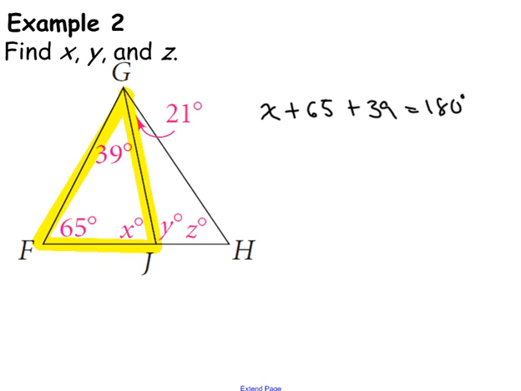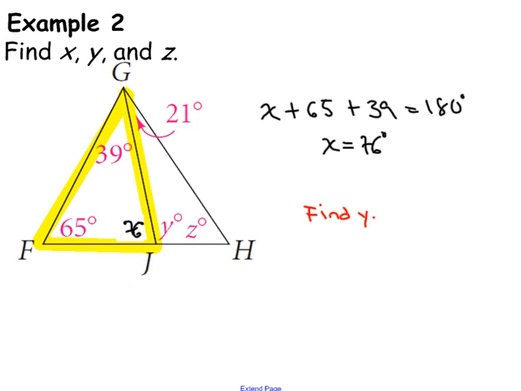So I want you to take a minute and solve for x. And you should get x equals 76. So that's the value of x. X is 76 degrees. So I'm going to go ahead and write 76 degrees there, since I know that this is equal to 76 degrees. Okay, now, how do I find y? Let me write, find y.